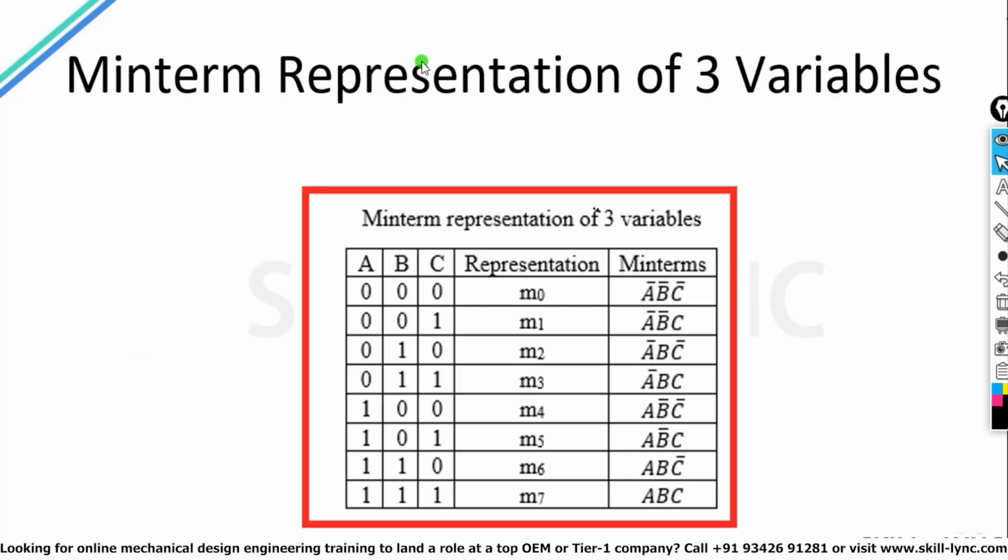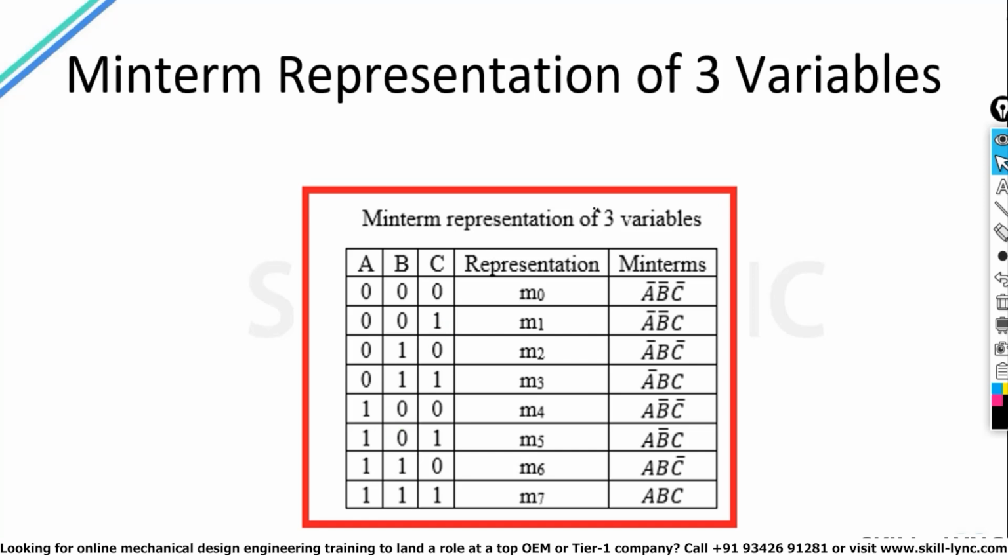So let us see how to find out the min terms of the variables. For example, I am taking three variables A, B, C. First of all, how many possible values of three variables are there? 2 to power n. If three variables are there, it means 2 to power 3 equal to 8. So a total of 8 possible values are there, from 0 to 7. I am representing them as 0 0 0, 0 0 1, 0 1 0, 0 1 1 and so on till 1 1 1.